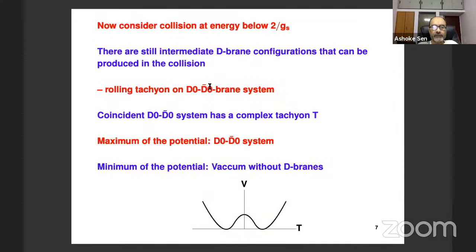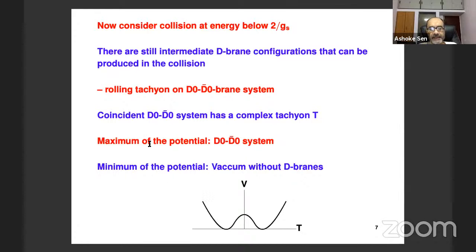Now let's consider collision at energy below 2 over Gs. Naively, one might think that in that case there should be no problem with the cutting rules. However, there are still possible intermediate D brane configurations that can be produced in this collision. And these are rolling tachyon on D0, D0 bar system. So I'll just briefly explain what these are.